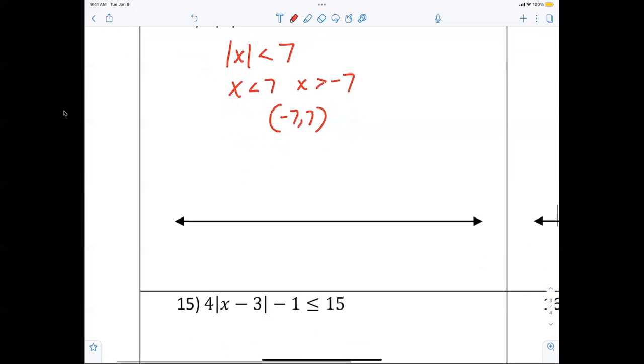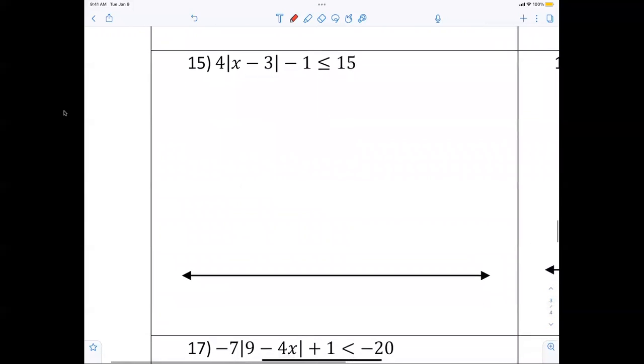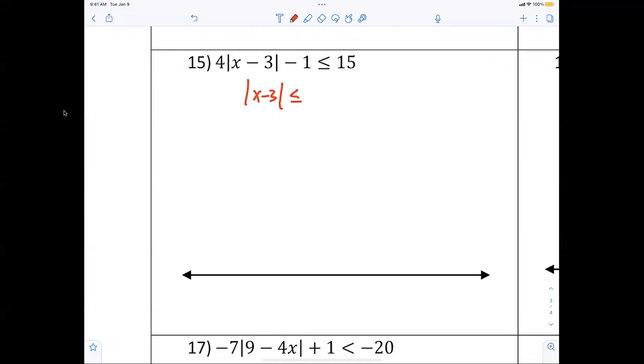Now, number 4 probably is not the hardest one, but next to the hardest one. So we just do what? Add 1 and then divide by 4. So now I'm left with the absolute value of x minus 3 is less than or equal to 4. Do we agree with that or not? Anybody have any issues with that? Kind of easy, right?